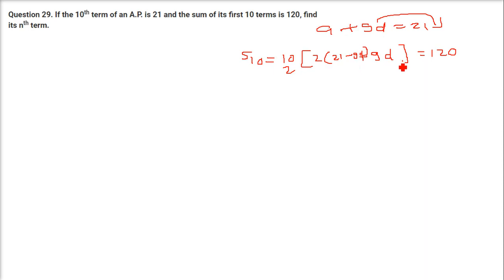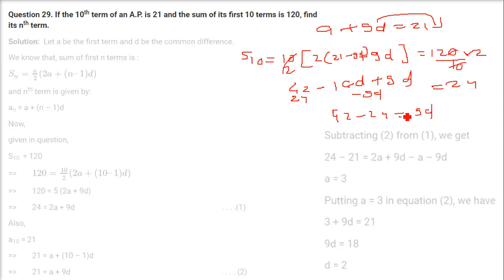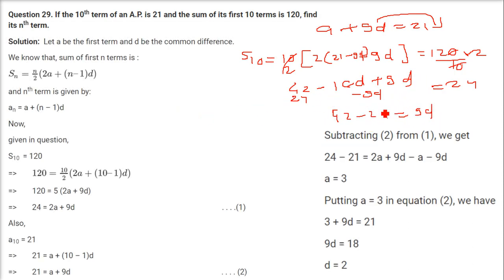So you get into 2 by 10. You get 24 here. Now this is 2 into 21. So 42 minus 18D plus 9D. So 42. This is minus 18D plus 9D, so this will be minus 9D. So bring this here and this here. 42 minus 24 equal to 9D. So what do you get? D will be equal to, this is going to be 18. So 18 equal to 9D. D is going to be 2.